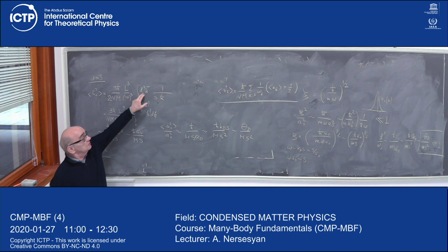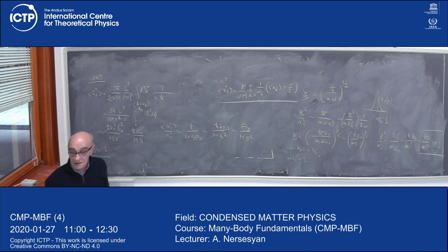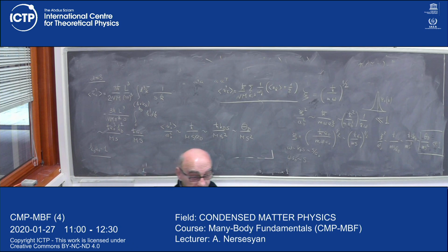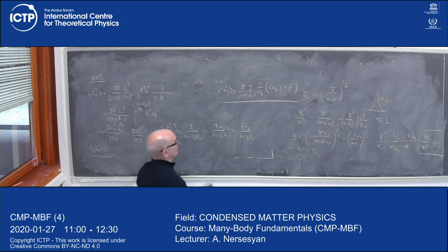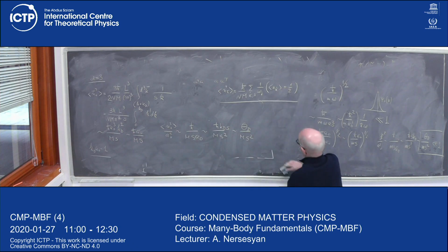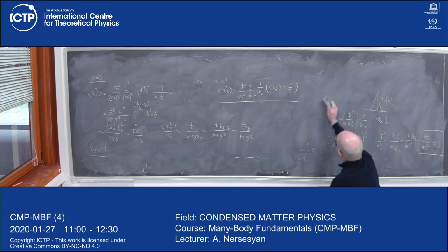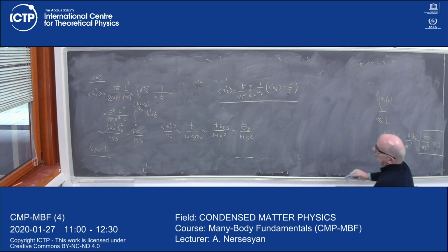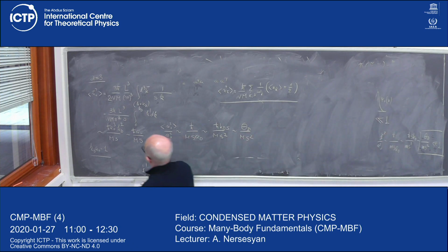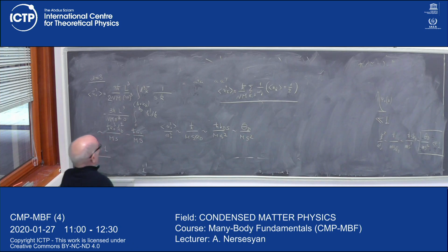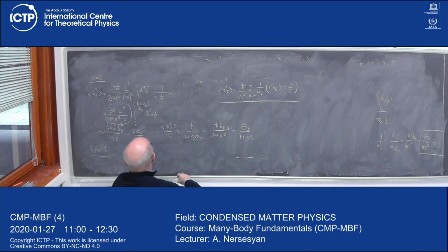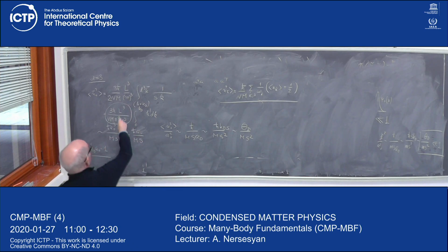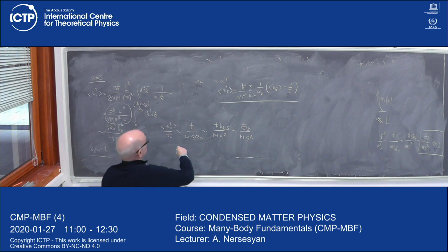In one dimension, instead of d3k, it's just simply dk. dk divided by k is a logarithm, I'm very sorry. So let us do this calculation more accurately. Let us start from here. No, we can't start from here. We should start from here.